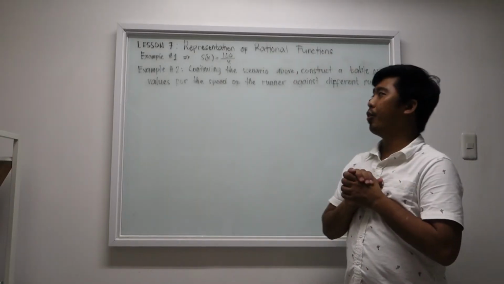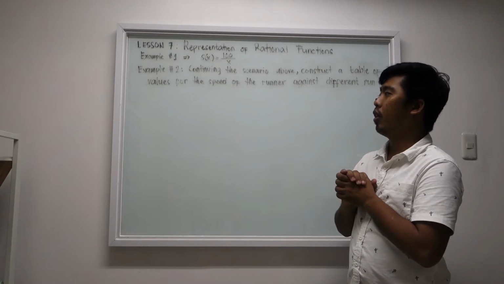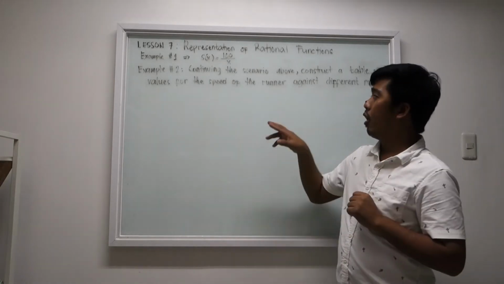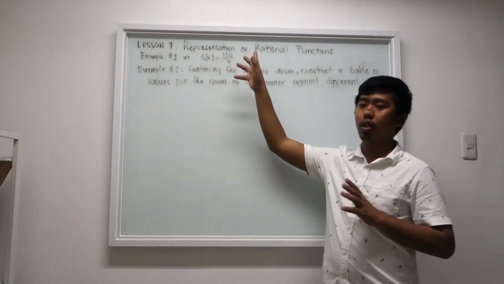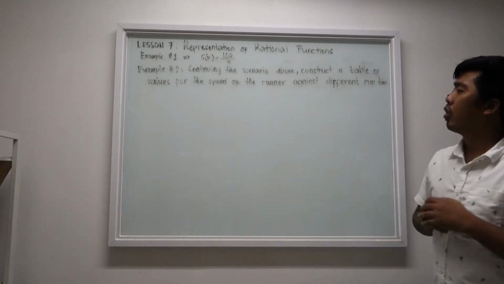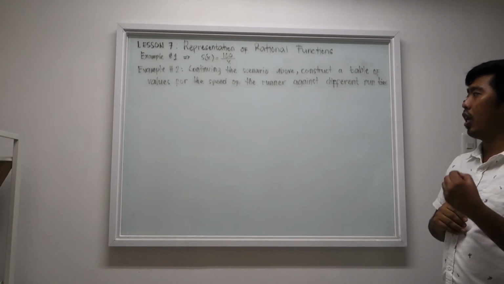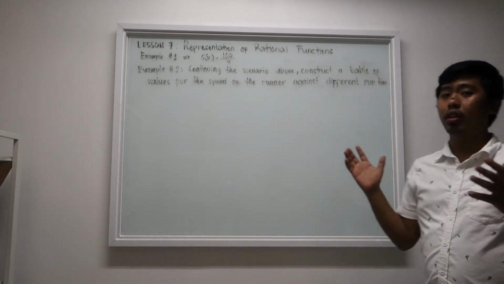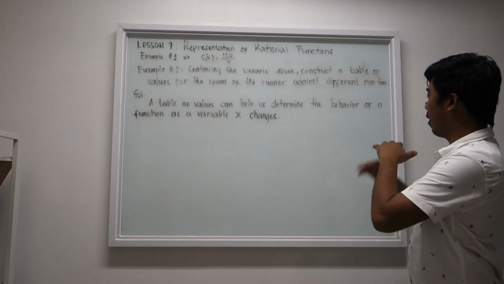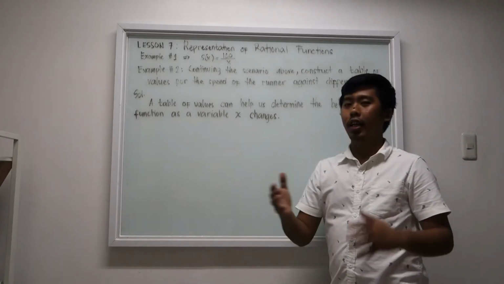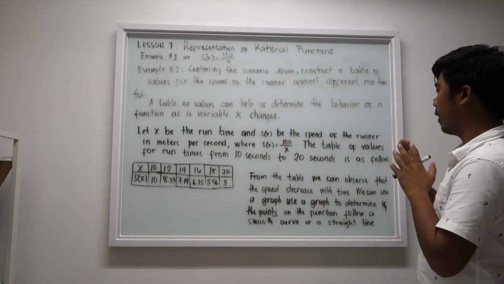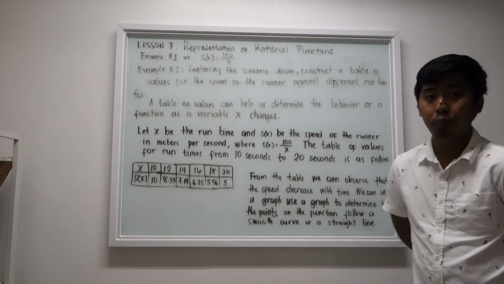Alright, so let's continue with example number 2. Take note, in example number 1, we have a representation of the speed of the runner, s of x equal to 100 over x. Now, continuing the scenario above, construct a table of values for the speed of the runner against different run times. Solution: a table of values can help us determine the behavior of a function as the variable x changes. So let x be the runtime and s of x be the speed of the runner in meters per second.